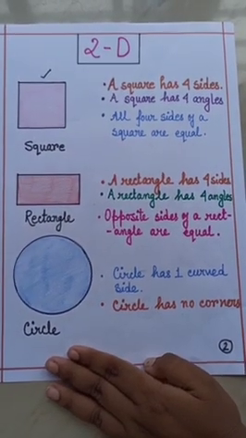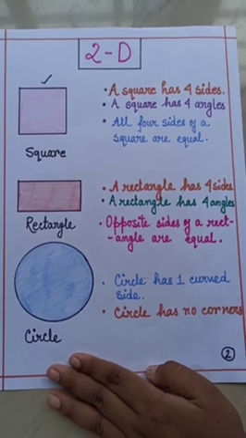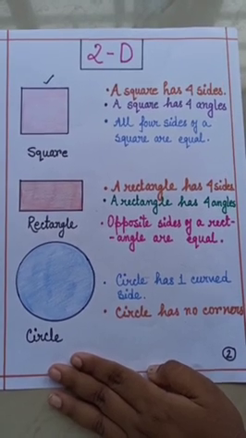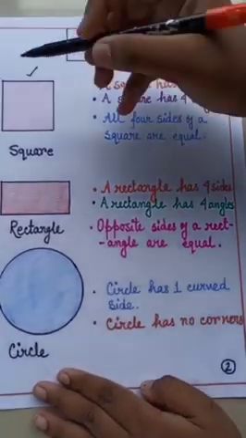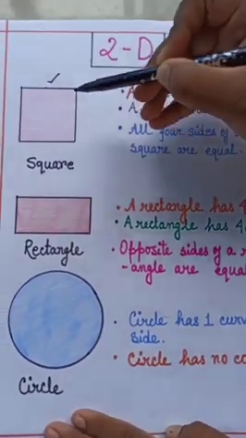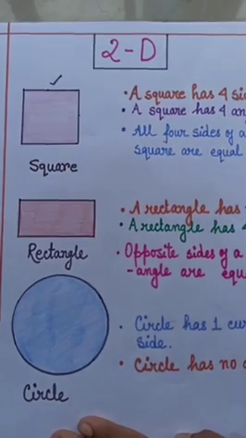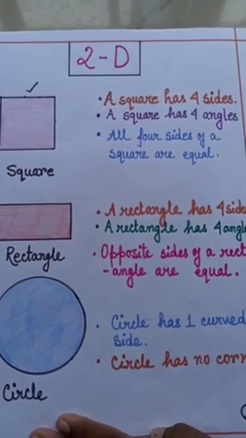A square has four sides. This is the first property of a square. So let's see which are the four sides. 1, 2, 3, 4. So these are the four sides of a square.